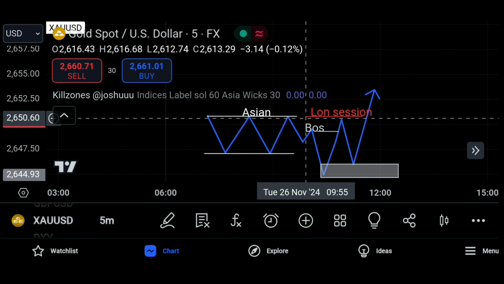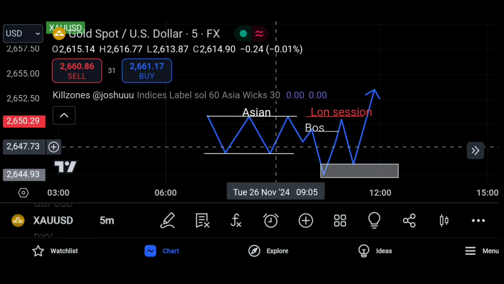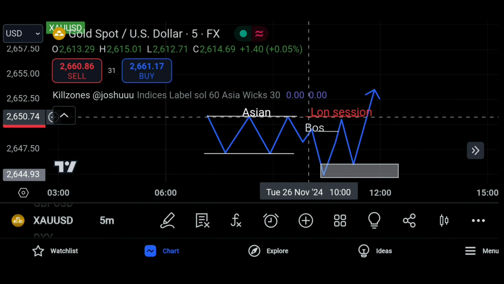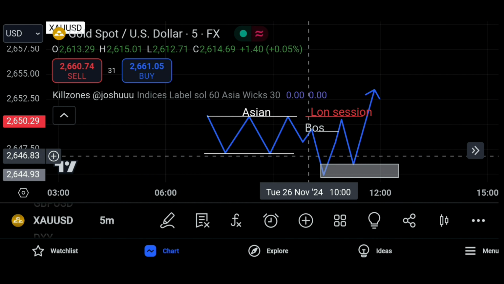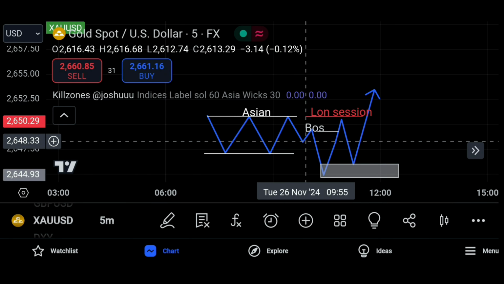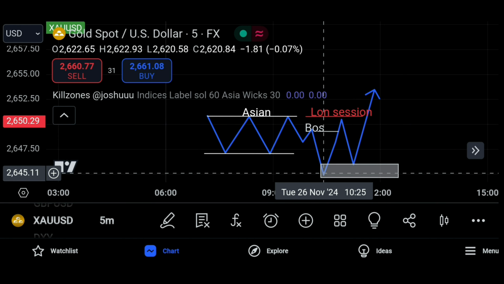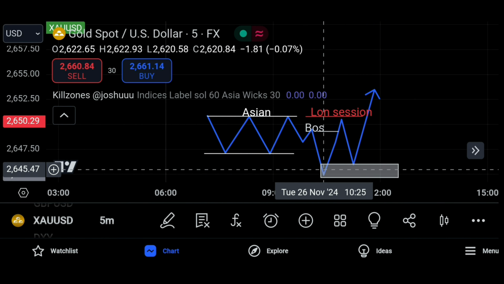So around 8 a.m. in the morning Nigerian time, that's when the market normally starts moving with volatility. So this is the Asian session. From the London session, the market came down and then took the liquidity below the Asian lows, broke it here, went down, took this liquidity, and then from here you don't do anything.